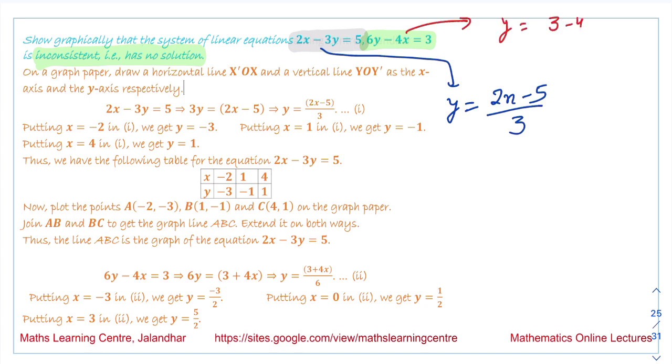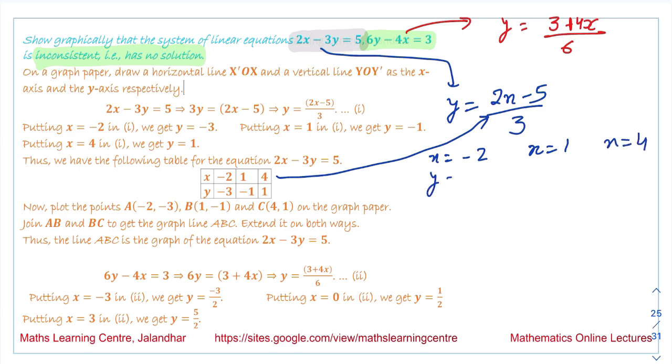It is 3 minus 4x by, it is 3 plus 4x by 6. We have substituted different values of x. In this equation we have substituted x is equal to minus 2, x is equal to 1 and x is equal to 4. And we have obtained the values of y: it is minus 3, y is equal to minus 1 and y is equal to 1.